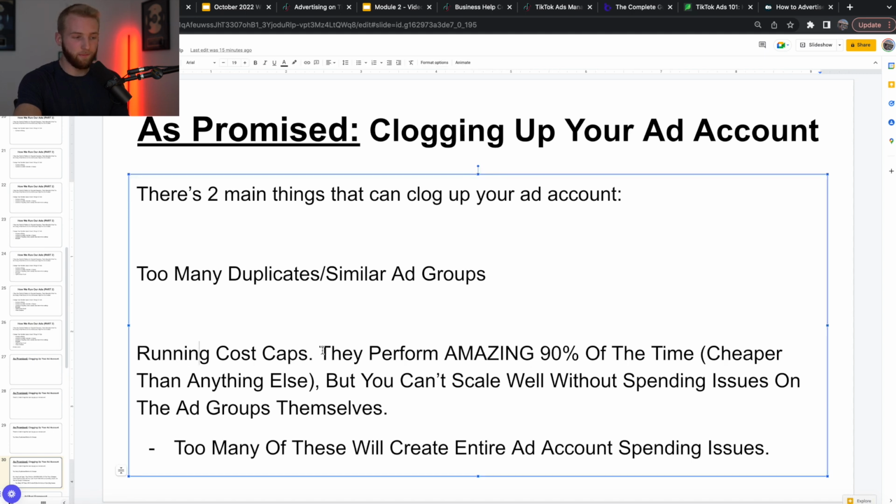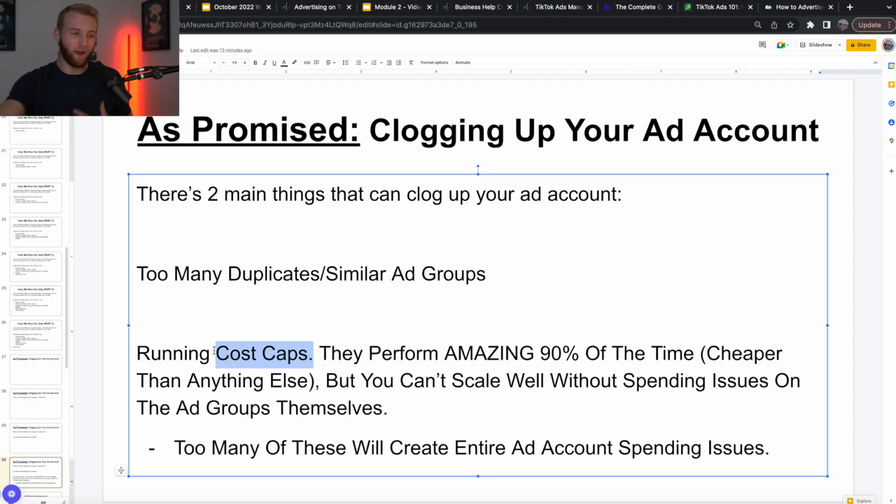And then the big one, this is a big Mac Daddy, trying to run cost caps. It's a different form of bidding, commonly known as manual bidding. This is where you're setting your bid. And I'll tell you, this works better in terms of your cost per purchase than almost anything else you will do. And by the way, if you're only running lowest cost, try value-based. Those work a little better. But these perform amazing, like truly amazing, but you can't scale well.